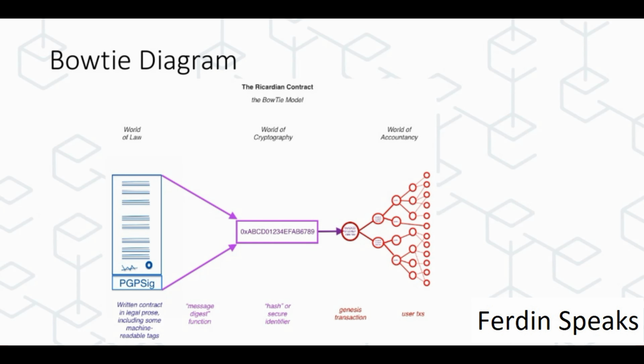Then we have the bow tie diagram which explains the Ricardian contract. In the left pane, we have the word of law, which is the written contract in legal prose, including some machine-readable tags, and then it is subjected to a message digest function. It will create a hash for this secure identifier, and this hash value is taken as the transaction of the world of accountancy. So this hash value is executed for enforcing the conditions in the contract. So this is how the Ricardian contract works.